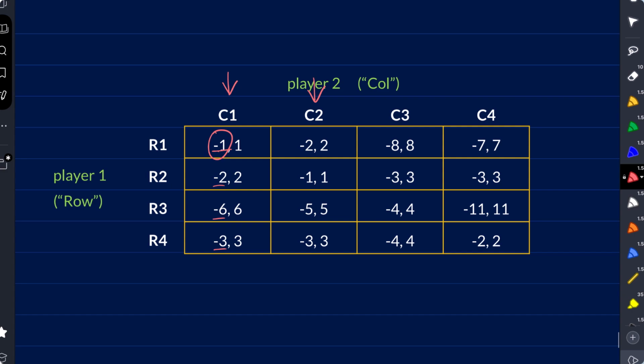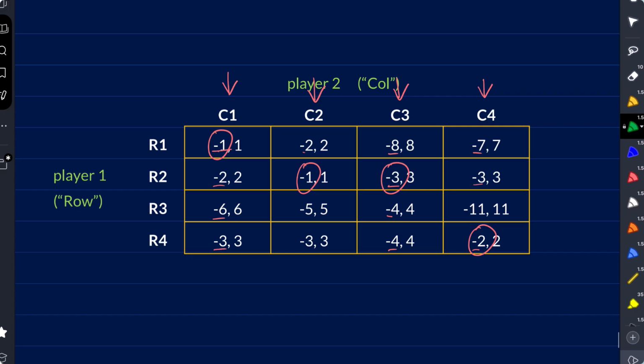Okay, if player two does C2, then player one's best response is going to be to get that -1. So the best response will be R2. If player two does C3, then player one's best response is going to be R2 to get that -3. And if player two does C4, then player one's best response is going to be R4 to get that -2.